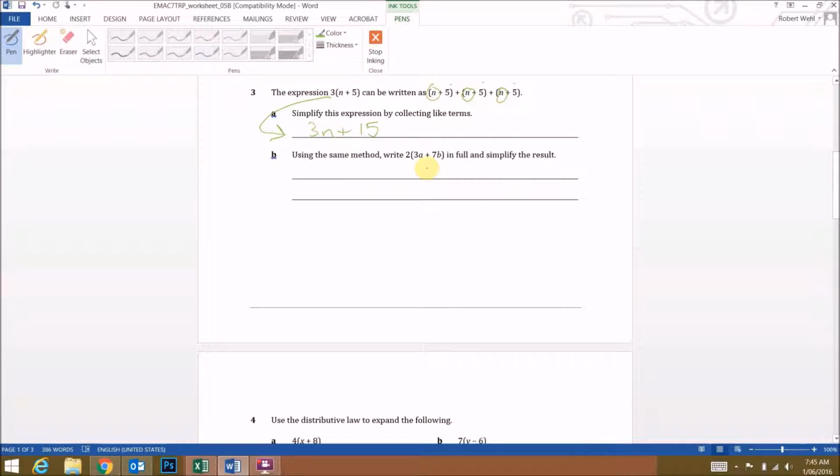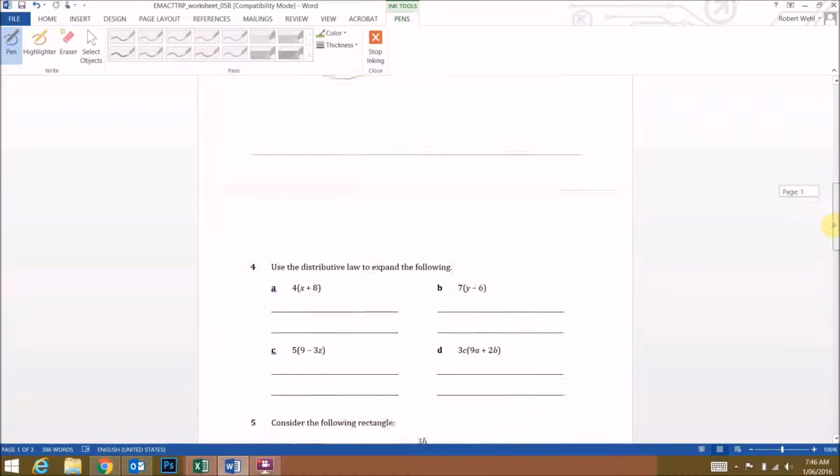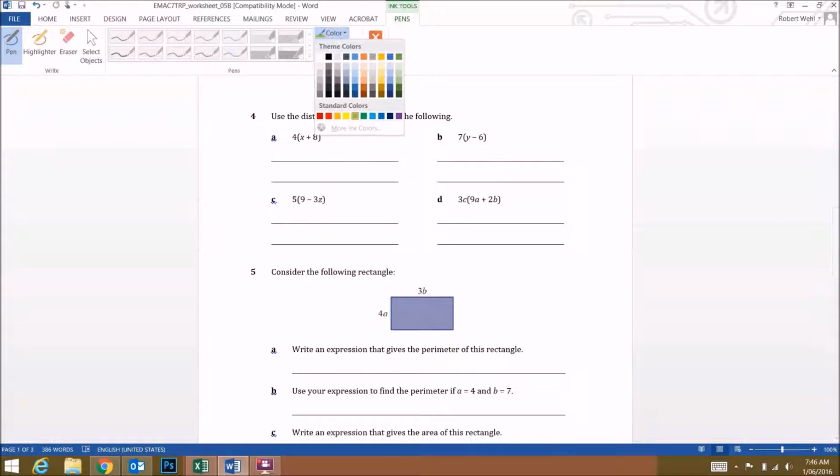Using the same method, write this in full and simplify the result. So I'm just going to use the distributive law here. So I'm going to multiply everything on the inside by what's on the outside. So 2 times 3a is 6a plus 2 times 7b, which is 14b. All right, so that's going to be my answer there for that one. Question 4, it asks us to use the distributive law, okay, to expand the following. So once again, multiply everything on the inside by what's on the outside. So 4 times x is 4x plus 4 times 8, which is 32.